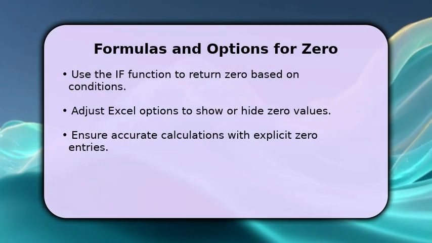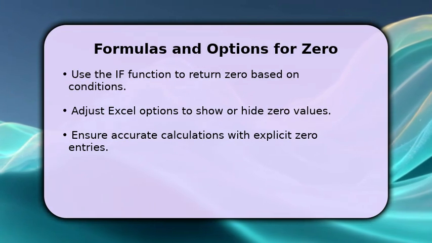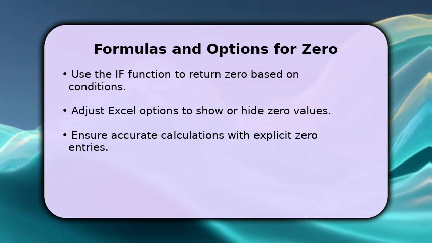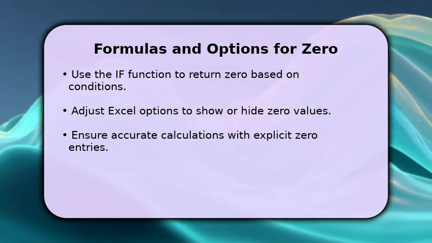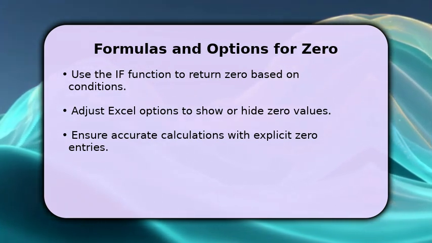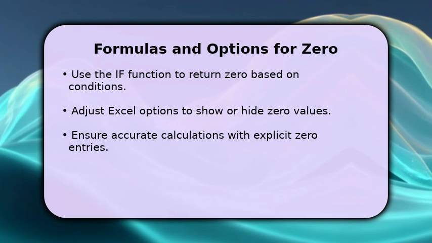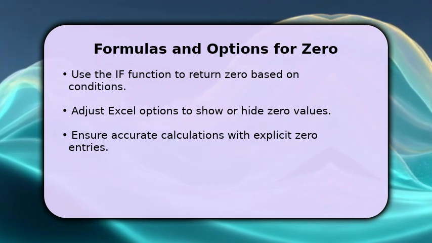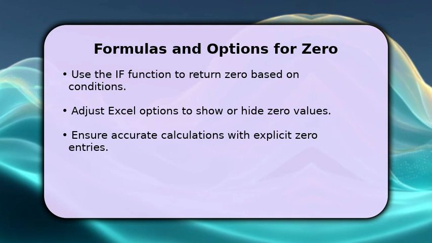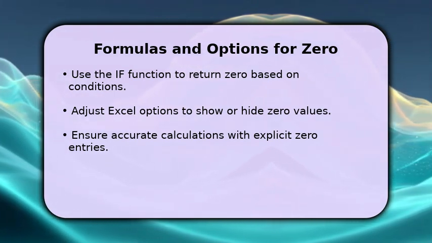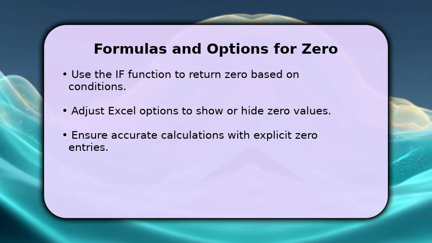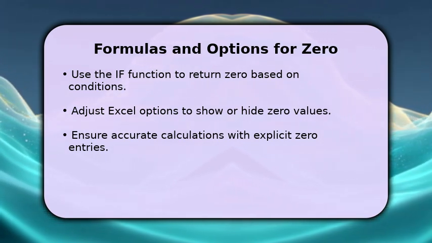Finally, you can use formulas or adjust Excel's general options. For instance, an IF function can return 0 if a condition is met, like =IF(A1=0, A1). Also, you can go to File, then Options, Advanced, and uncheck Show a zero in cells that have zero value to hide them entirely. These methods offer great flexibility, allowing you to manage 0 values precisely according to your specific spreadsheet needs.